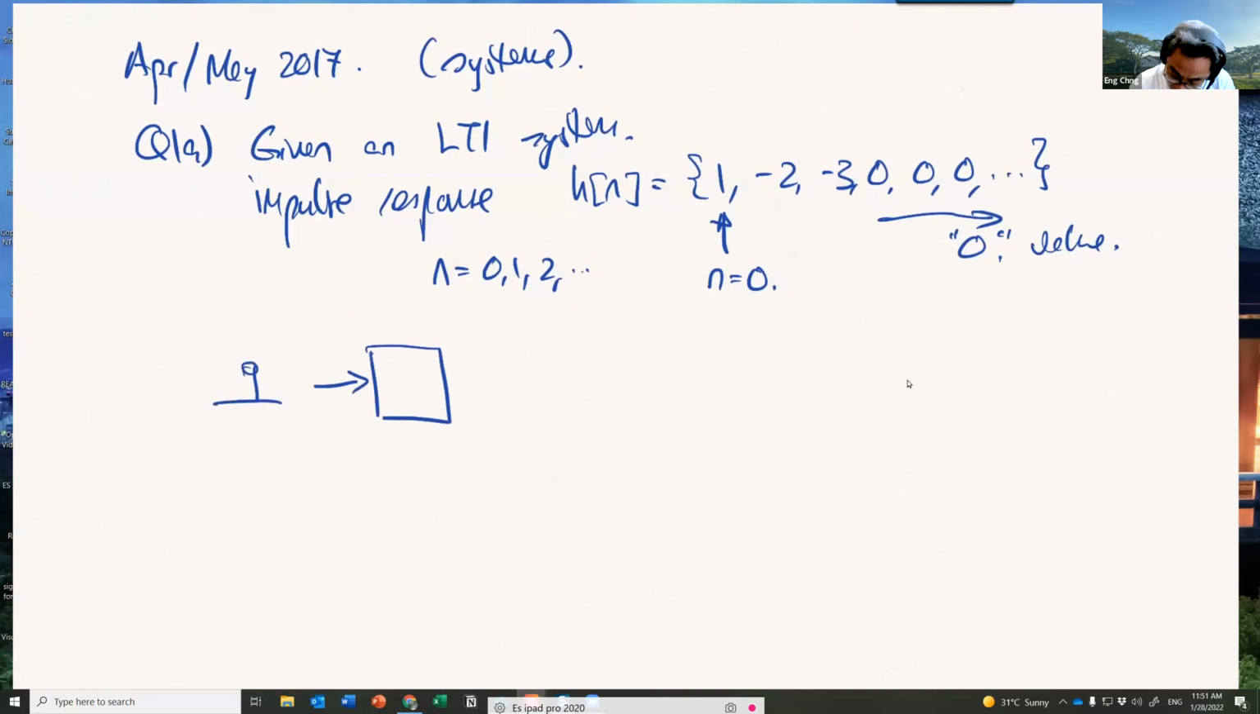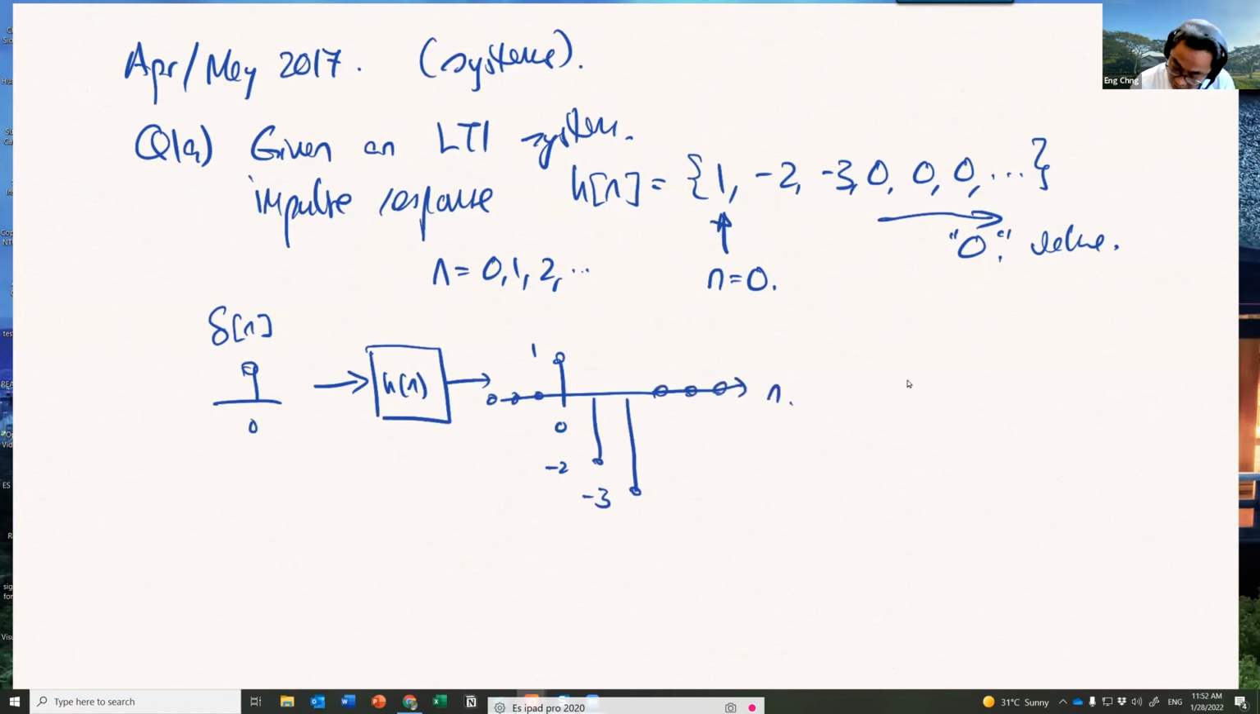I send an impulse. This is the system. This is the output. Time 0. Before that, nothing. Okay, this is 1, minus 2, minus 3, and 0, 0, over n. This will be h of n. Actually, I should say this is y of n. The output is equal to h of n.